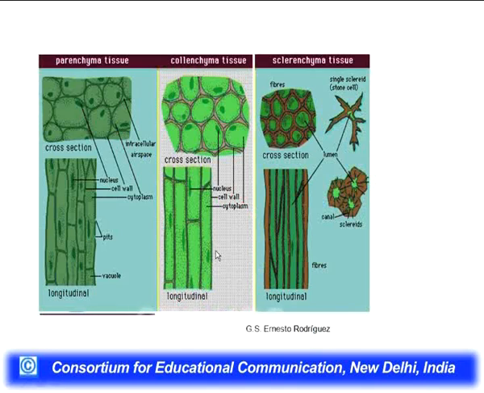These are the three different types of cells. If you make a cross section, you will find these are the Parenchyma, having cytoplasm and nucleus. This is Collenchyma, having thick cell walls, cytoplasm and nucleus, and this is Sclerenchyma.